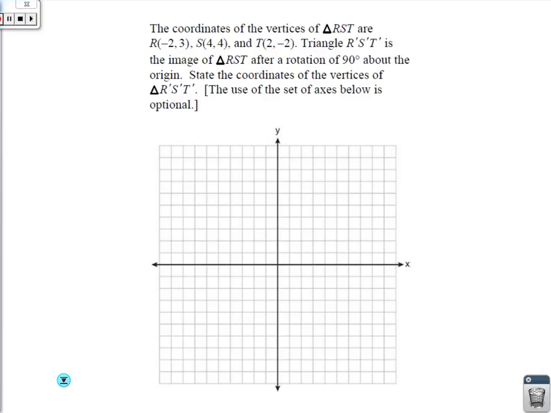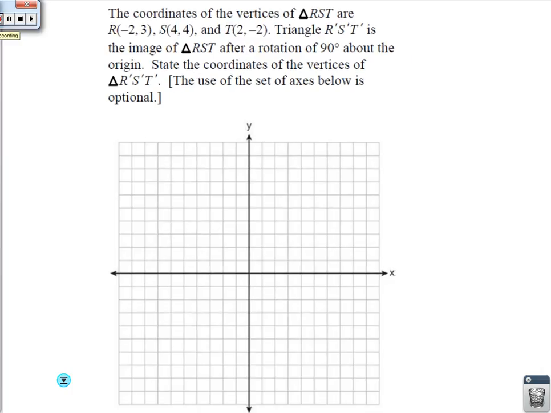Transformation. It says the coordinates of the vertices of triangle RST are at negative 2, 3. Let's graph it. Negative 2, 3, at 4, 4, and at 2, negative 2. That's a triangle. Let me draw that.